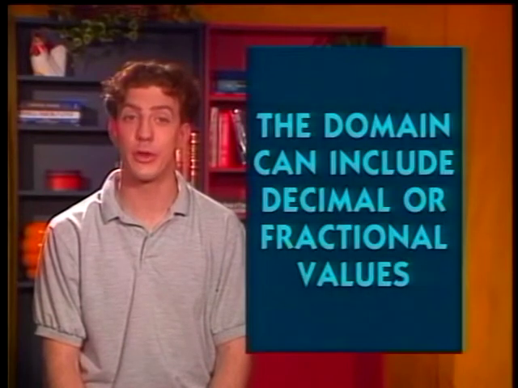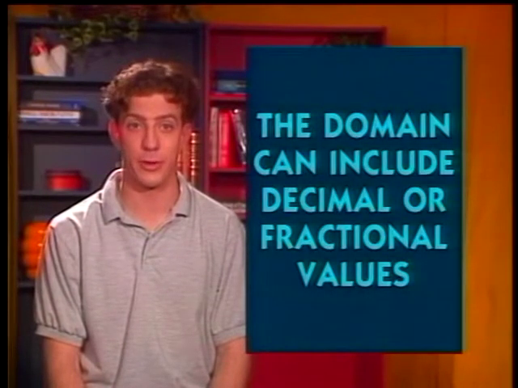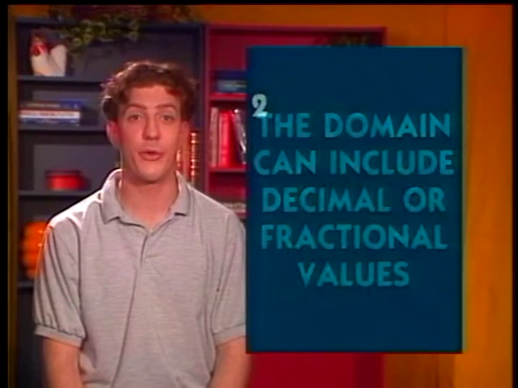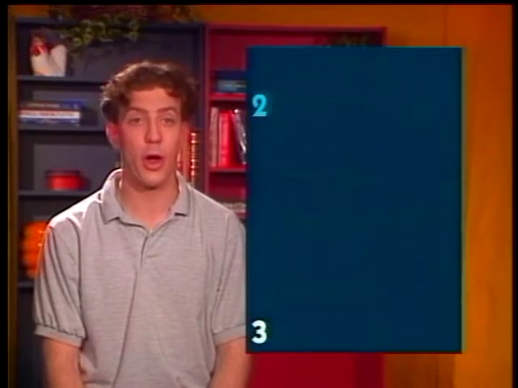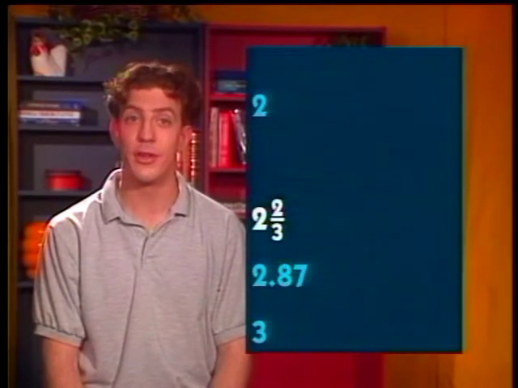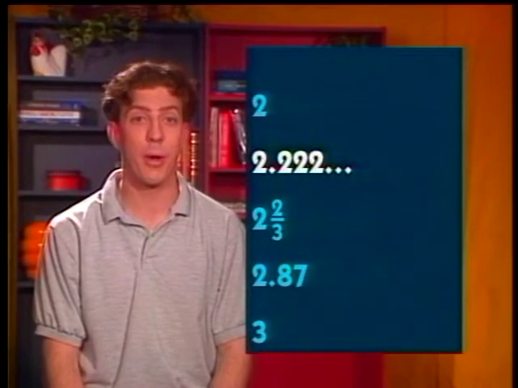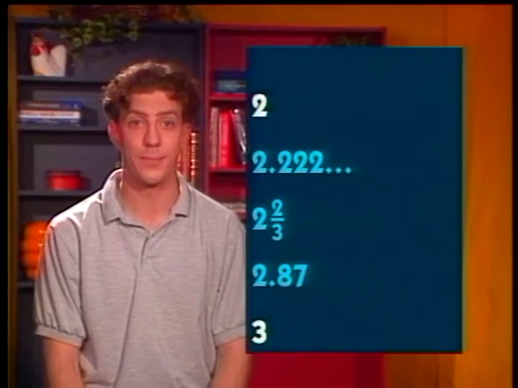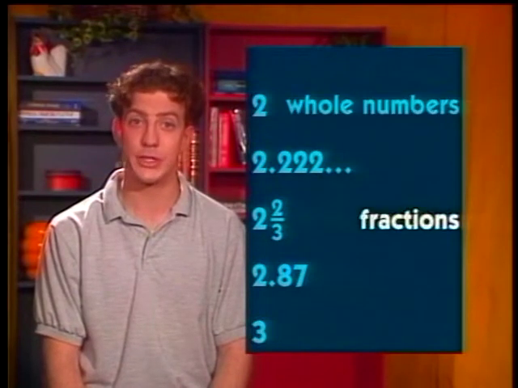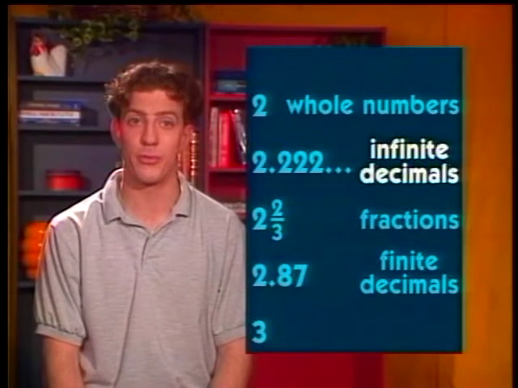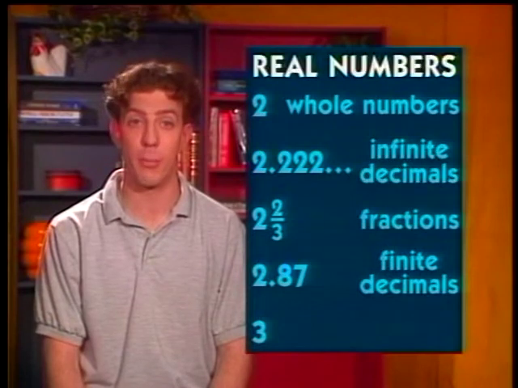In algebraic functions, the domain doesn't have to be made up of whole numbers. It can also include decimal or fractional values. So, instead of considering only 2 and 3, we would also allow 2.87, 2 2/3, 2.222 repeating, and all the other possible numbers between 2 and 3. These whole numbers, fractions, finite, and infinite decimals are all referred to as real numbers.